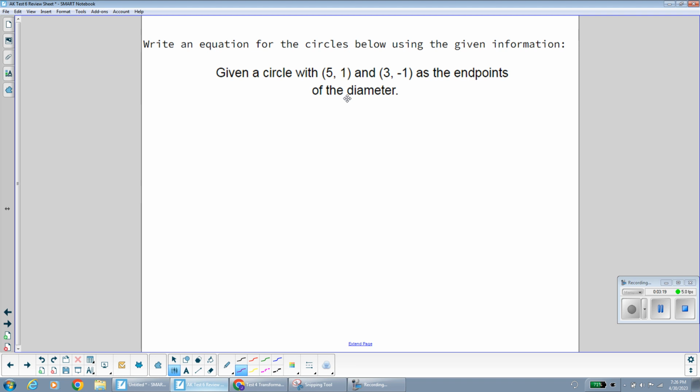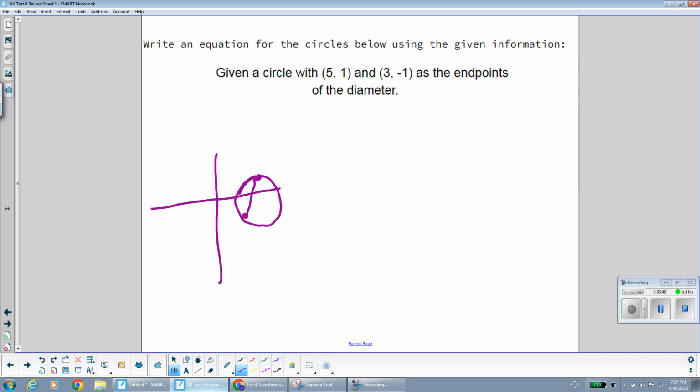I'm going to do a really quick estimate graph so we can see these points. So the point (5, 1) is somewhere over here, and the point (3, -1) is somewhere over here. So we're told that these are endpoints of the diameter. So what that means is that these are points that are on the circle, and the diameter of the circle passes through the center.